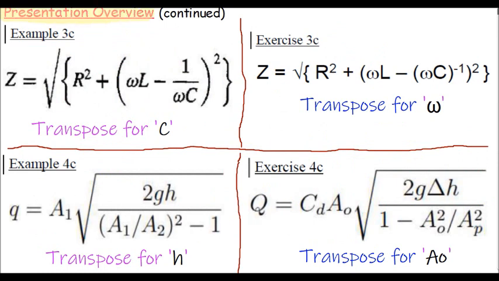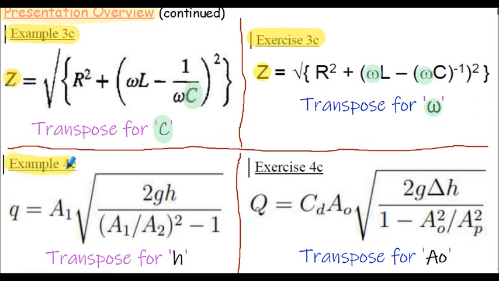Presentation overview continued. Here we have example 3. Subject is Z. We've got to transpose the formula for variable C, shown here. And this is exercise 3. And again, the same equation for Z, but now in one line format. And this time we've got to transpose for Greek symbol lowercase omega, and that actually occurs twice within the formula.